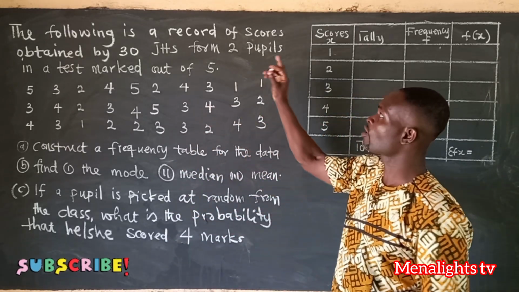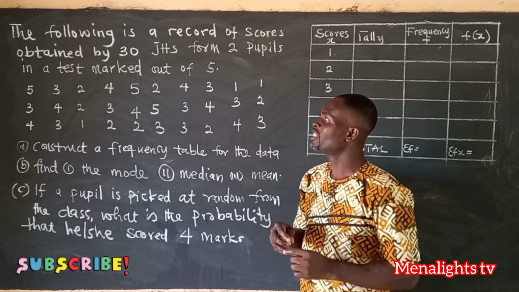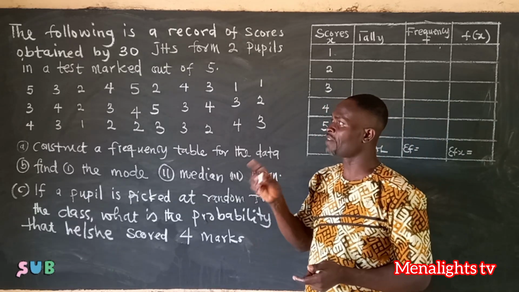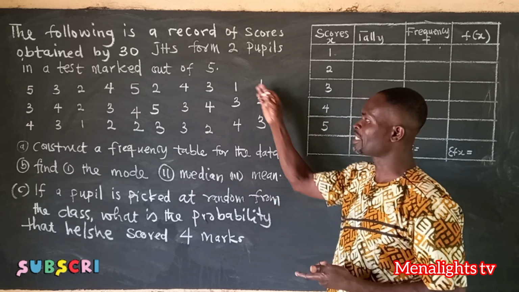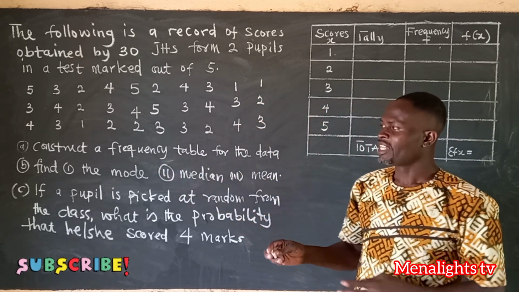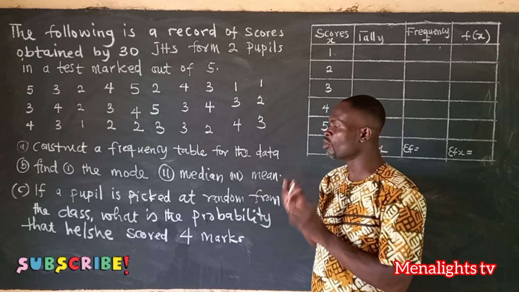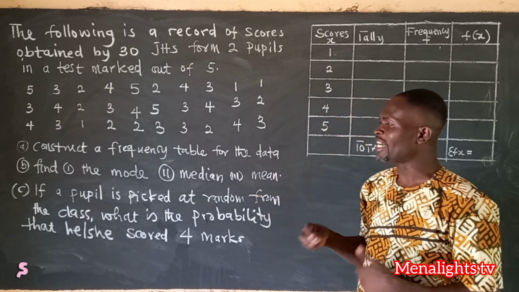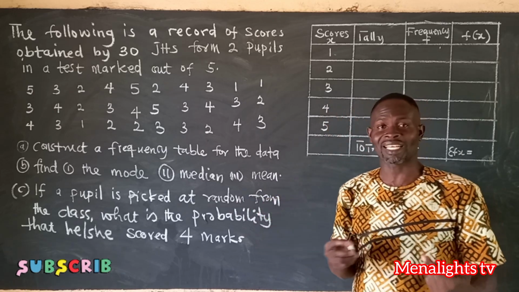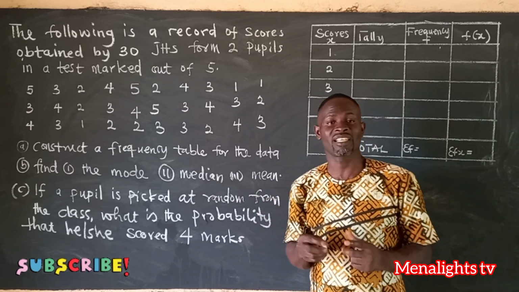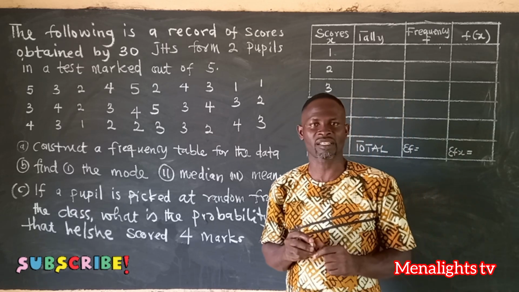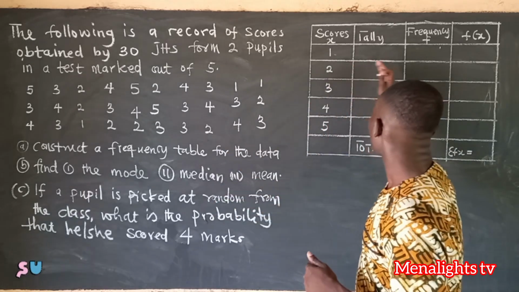The following is a record of scores obtained by 30 JSS 2 pupils in a test marked out of 5. So we have 5, 3, 4. These are the marks obtained. You have to construct a frequency table for the data. Then you use the table to find the mode, the median, and the mean. Then, if a pupil is picked at random from the class, what is the probability that he or she scored 4 marks? So here we have the table.